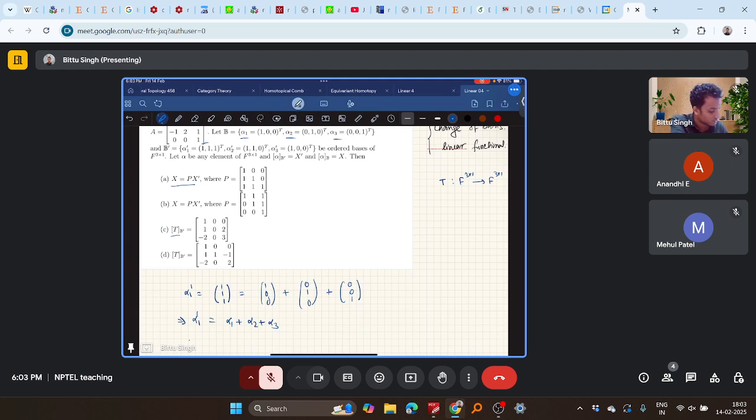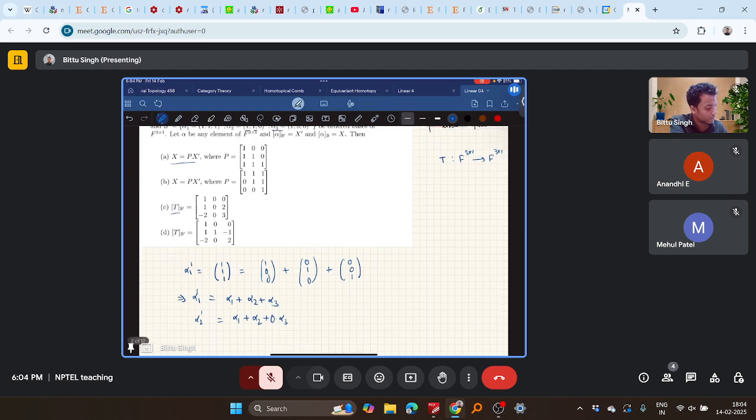Similarly, alpha 2 dash, there are only two 1s, on the first and second coordinate. So alpha 2 dash can be written as alpha 1 plus alpha 2, and the coefficient of alpha 3 is 0, so 0 times alpha 3. And we note that alpha 3 dash is the same as alpha 1 itself, right? So we can write alpha 3 dash as alpha 1 itself, and the other things are 0, so 0 times alpha 2 plus 0 times alpha 3.